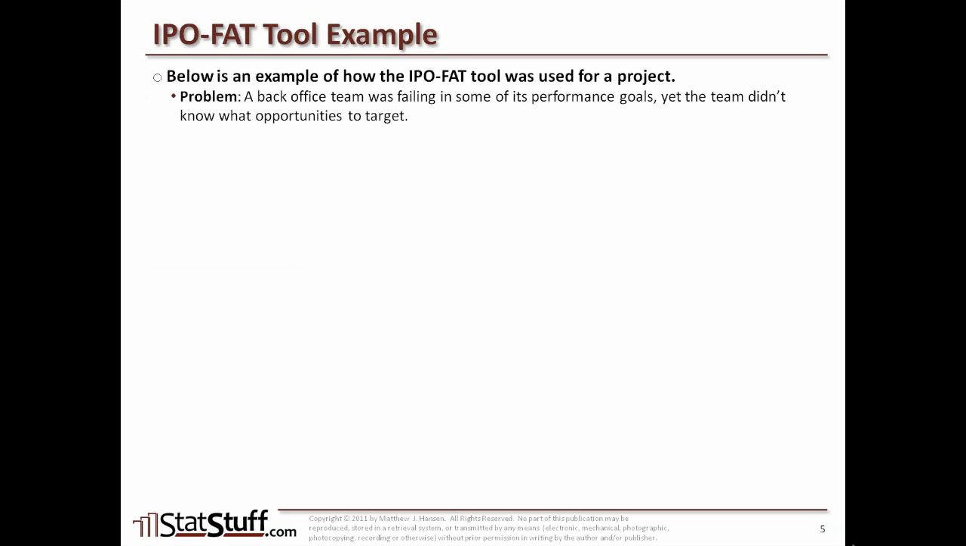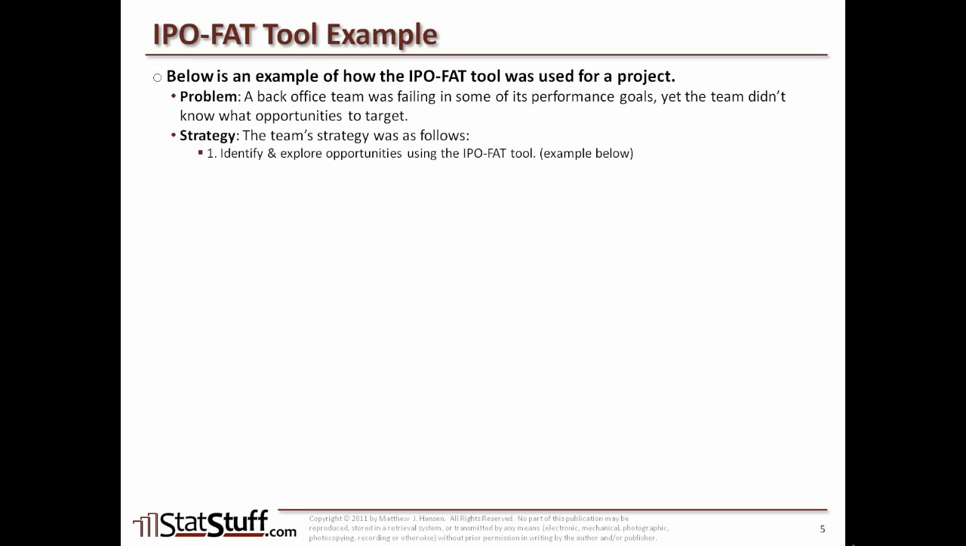But the team just doesn't know where they need to focus. They don't know what the opportunities are. They're failing in so many different areas. So what you might use is something like the IPO-FAT tool to help guide them to find the opportunities and build some sort of strategy for how you're going to execute these. So this strategy that you might come up with might look like this.